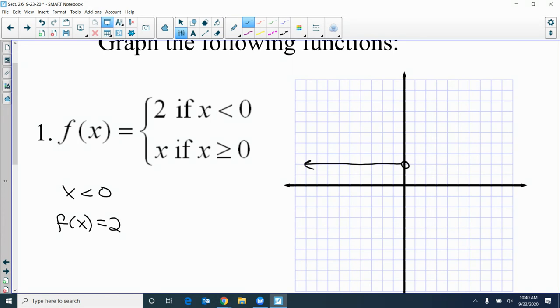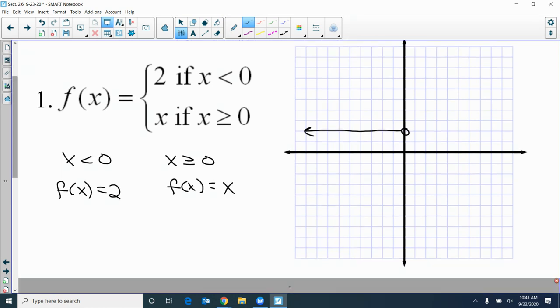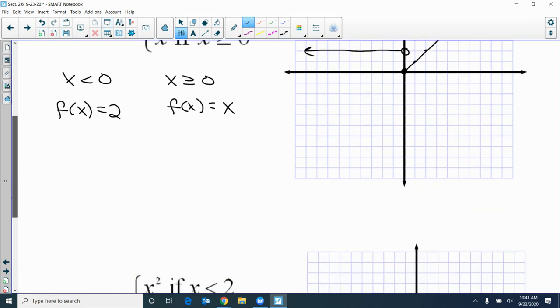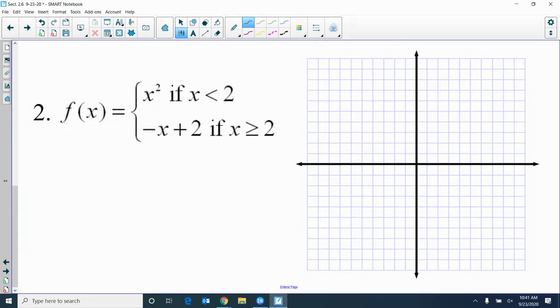What's the next piece look like? It is for anything bigger than or equal to 0. X is greater than or equal to 0. We use the function f of x equals x, which is our identity function. So plug in 0, you get back 0. Plug in 1, we get back 1. Plug in 2, you get back 2. It's going to look like that. Okay? So one's a horizontal line going to the left. The other one is your identity function going up. All right, for that next one there, copy down those equations. I know they're not on your paper.